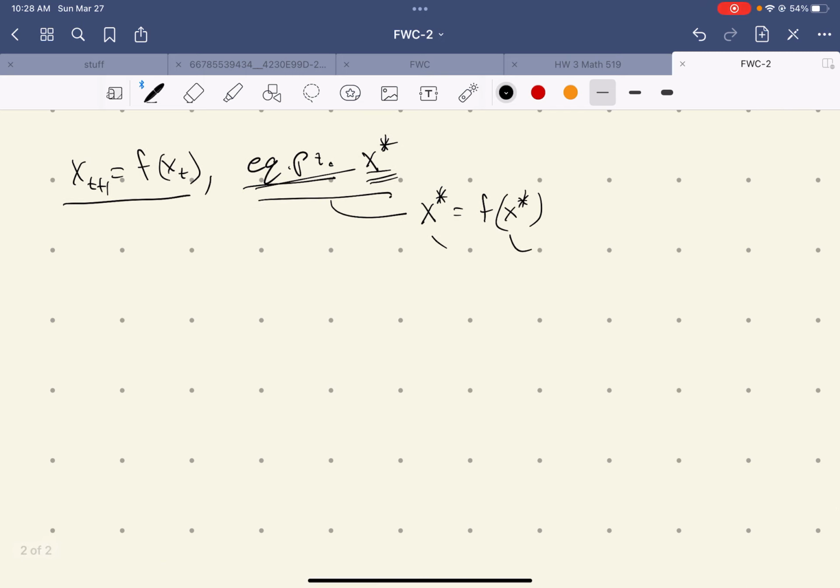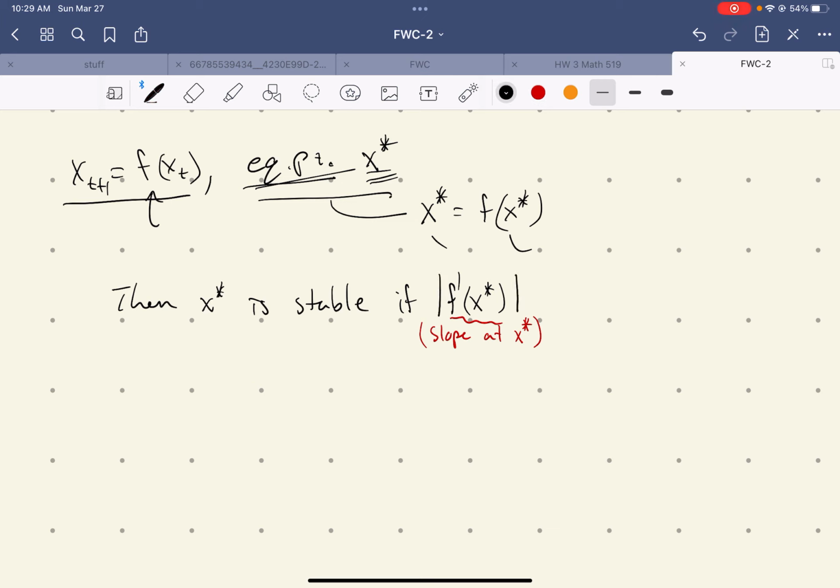So now if we were to take the derivative of the updating function, then x star is stable if the derivative of the updating function, checked at x star, in absolute value is less than 1. So what is this telling you? This is telling you the slope at x star. So if the slope at x star is less than 1 in absolute value, what does that mean?